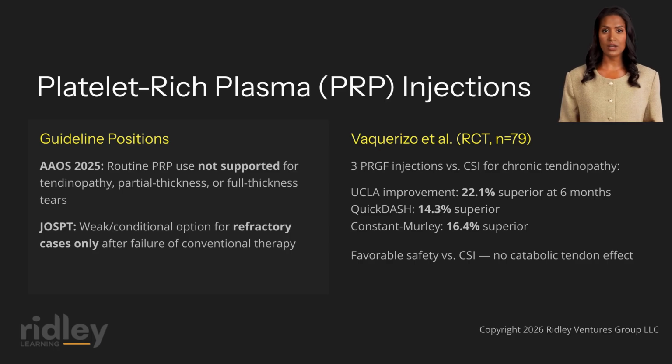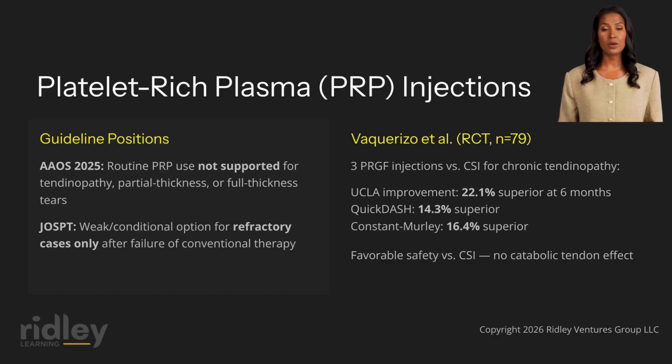Platelet-rich plasma, or PRP injections, are acknowledged as a weak or conditional option for refractory cases of rotator cuff tendinopathy. The AAOS 2025 guideline explicitly states that the routine use of PRP isn't supported for the treatment of rotator cuff tendinopathy, partial thickness tears, or full thickness tears, citing high-quality evidence but acknowledging heterogeneity in PRP formulations and outcome measures. Despite this guideline position, individual studies provide more nuanced data.